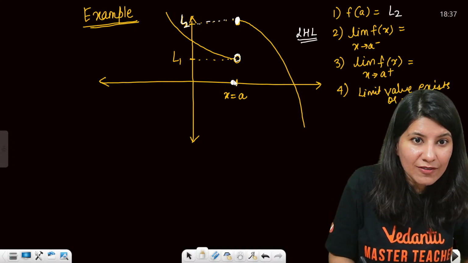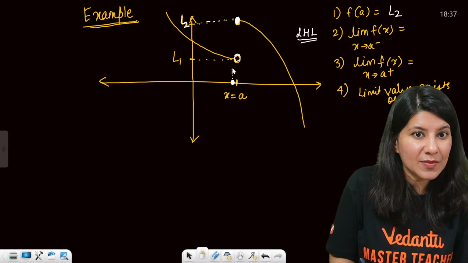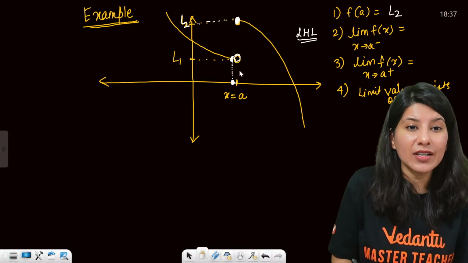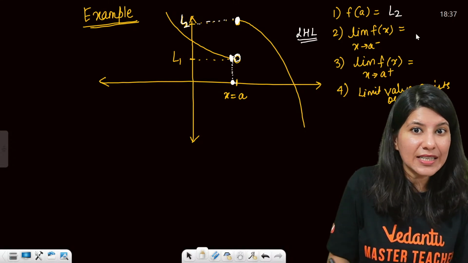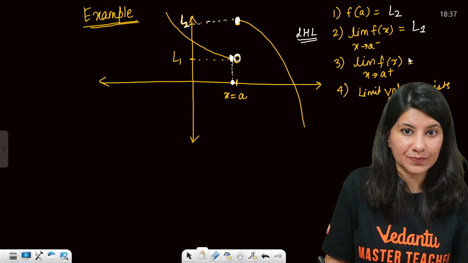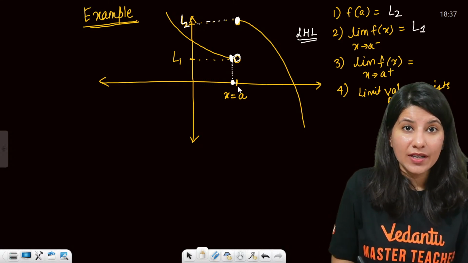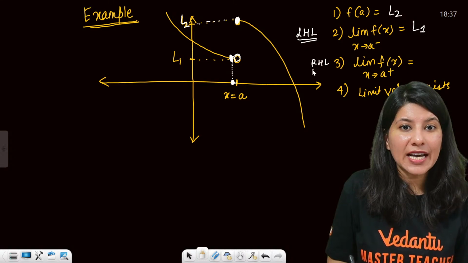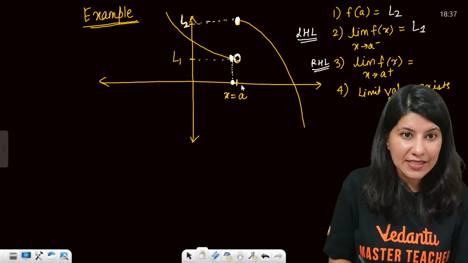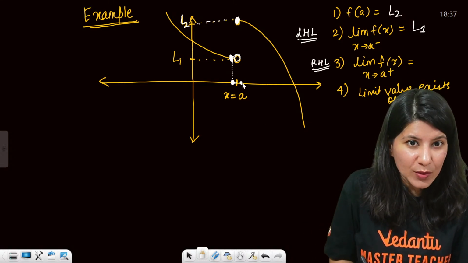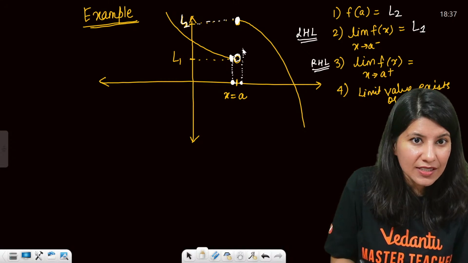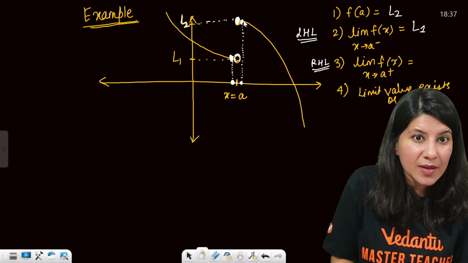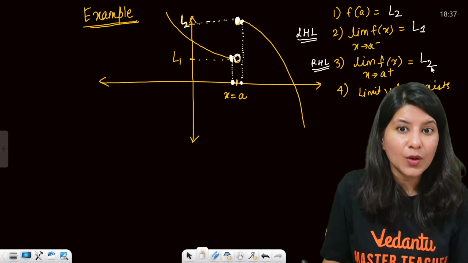Can you see, I'm looking for the left hand limit here, so this is close to L1. So this will be L1. Now we are looking for the right hand limit, that means f of a plus. So we'll go just right towards a, and I will see that my value is becoming L2.